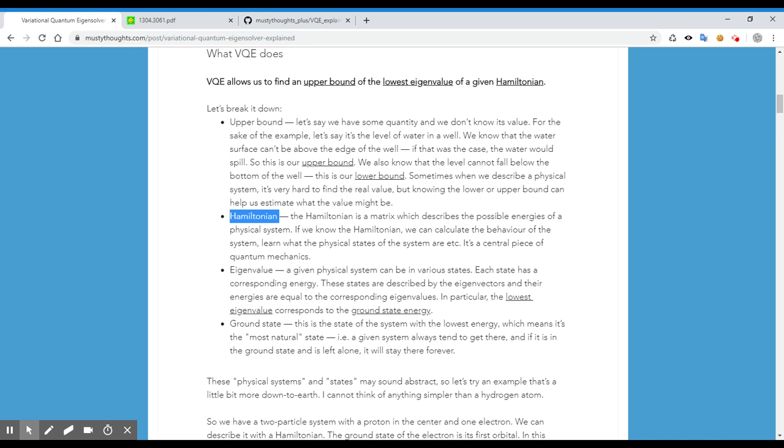A Hamiltonian, the Hamiltonian matrix, describes the possible energies of a physical system. If we know the Hamiltonian, we can calculate the behavior of the system, learn what the physical states of the system are. It's a central piece of quantum mechanics. It's a compact definition, but I always see it as the way the energy evolves. Oh man, it's early in the morning.